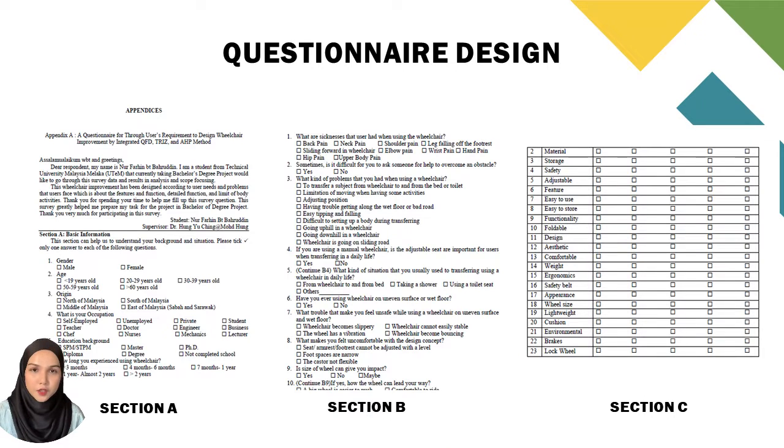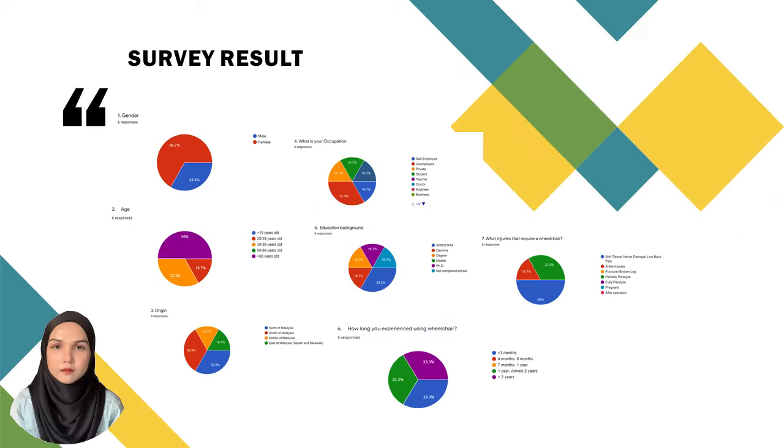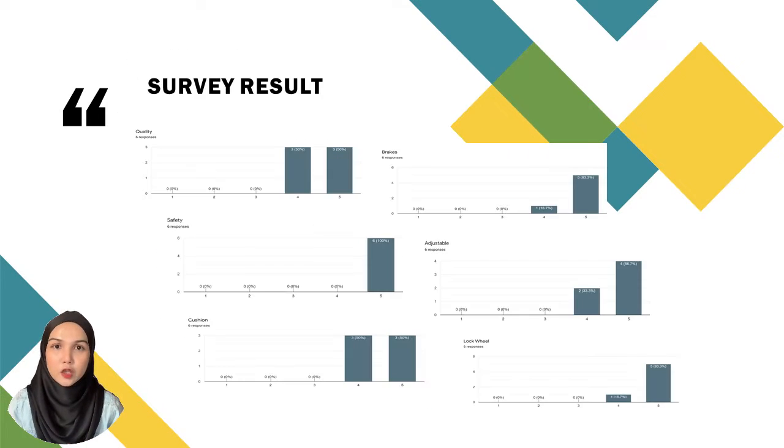This is the questionnaire design that has 3 sections: section A, section B, and section C. This is the result of the survey that has been collected from 6 respondents.